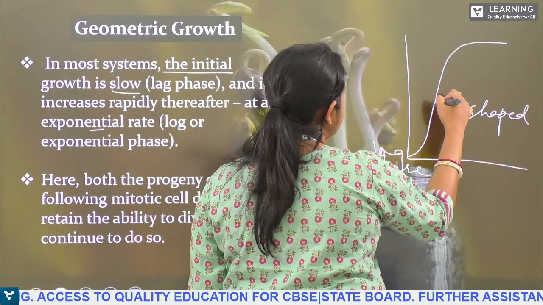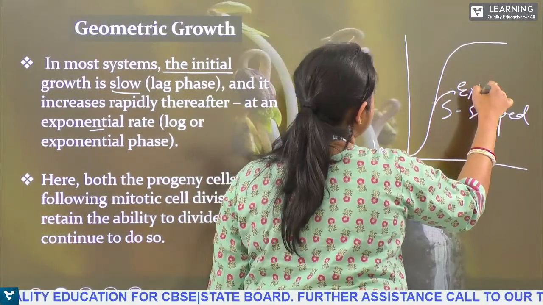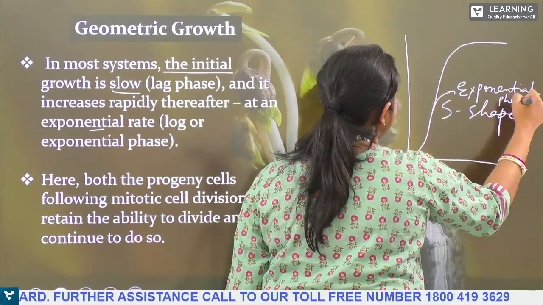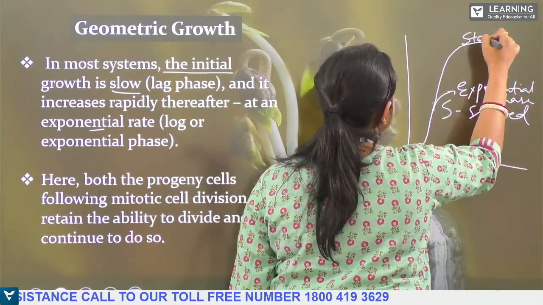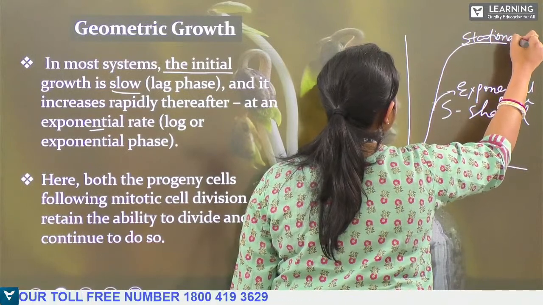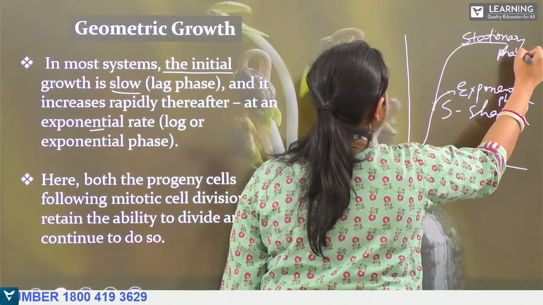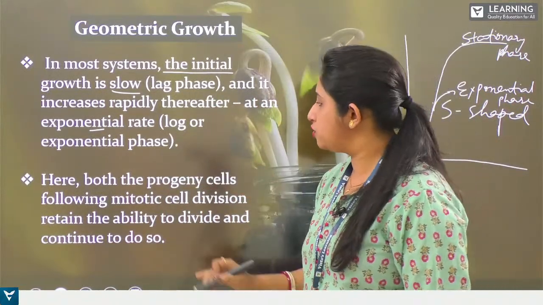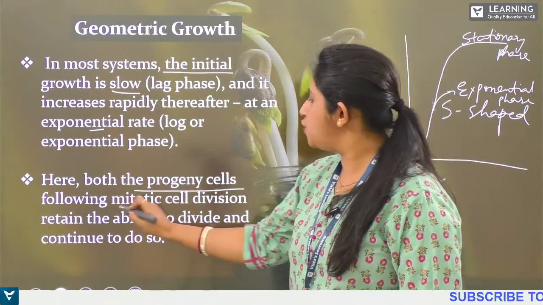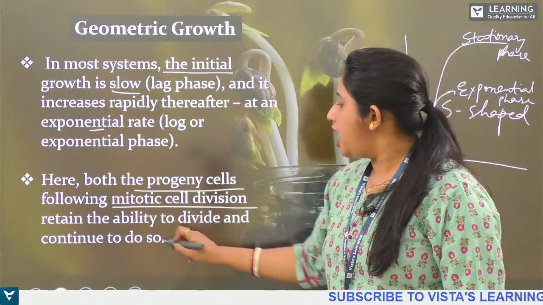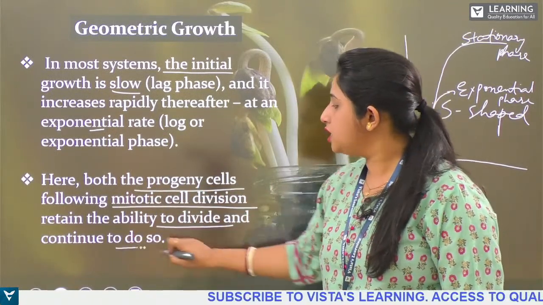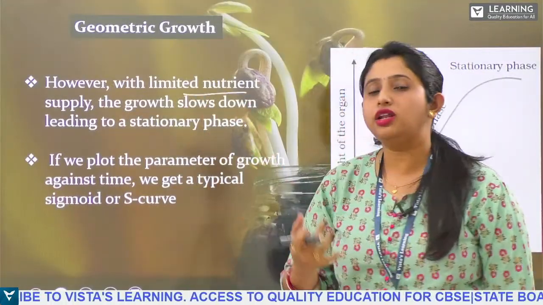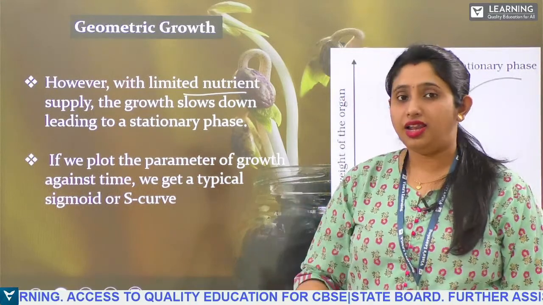Now here the growth is faster, so it is called the exponential phase. And this is called the stationary phase, where no more growth is taking place, right? So this is what is happening in case of geometric growth. Here both the progeny cells follow mitotic cell division and retain the ability to divide and continue to do so. Next, however, with limited nutrients, when the nutrient supply is less, what happens?